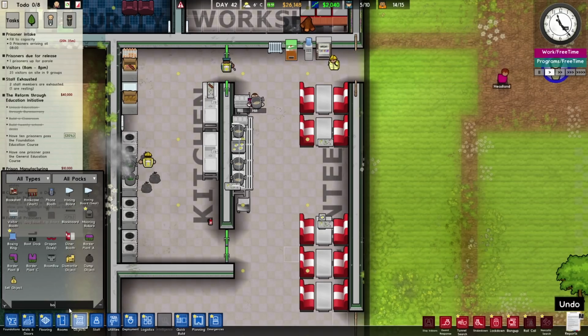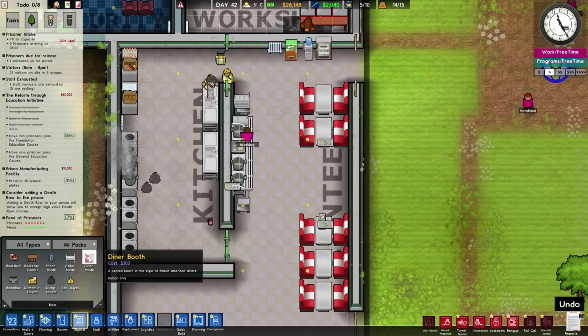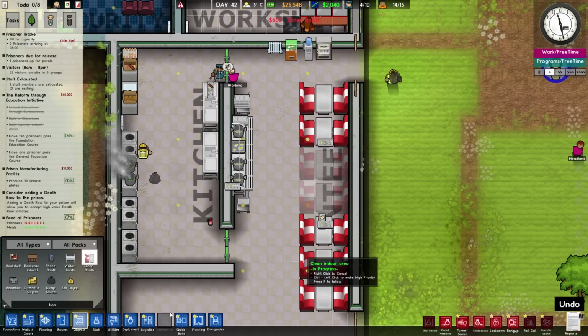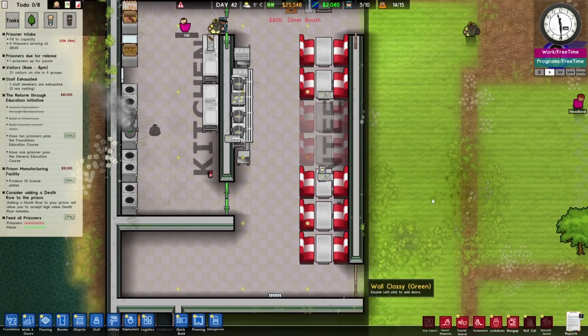Hang on. So, they're booths, aren't they? So, yeah, diner booth. Put 1 in like that. But you know what? Just finish it off. Just put the big row of them in. That will do the job.